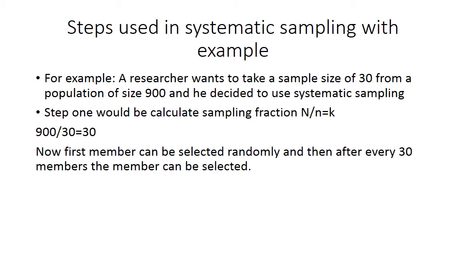A researcher wants to take a sample size of 30 from the population of size 900 and he decided to use systematic sampling. The step 1 would be to calculate sampling fraction, which is number of elements in the population divided by sample size. So 900 divided by 30 is equal to 30. Now the first member can be selected randomly and then after every 30 members the next member can be selected. So the regular interval is 30. So you need to have 30 members in between to select another member. This is what systematic is.